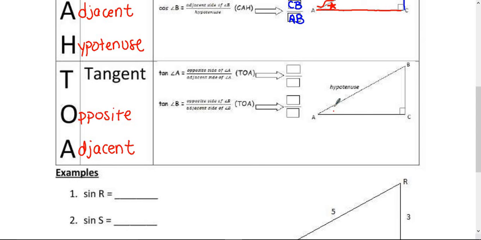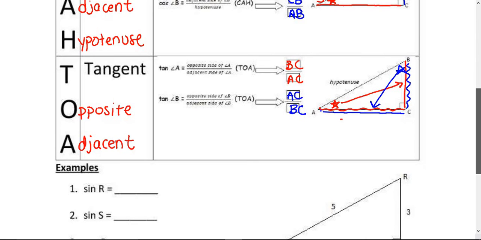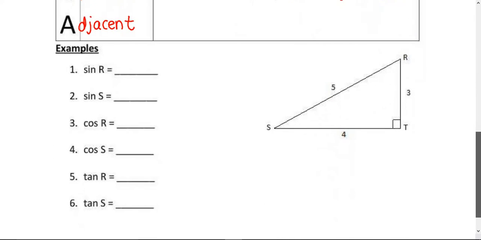So if we are doing the tangent of A, if it's opposite on top, then opposite is BC, and then adjacent would be AC. And then if we want to do the tangent of B, the opposite side is AC and the adjacent is BC. All right? So let's try out this with some examples.